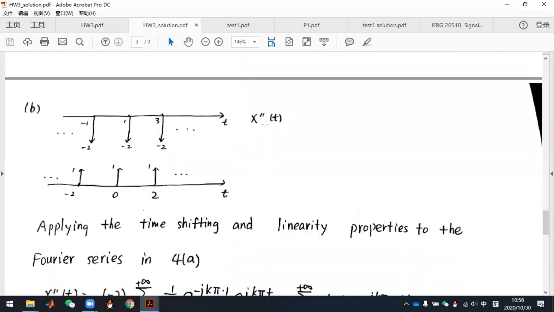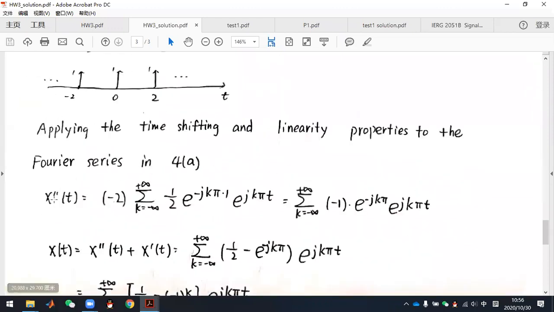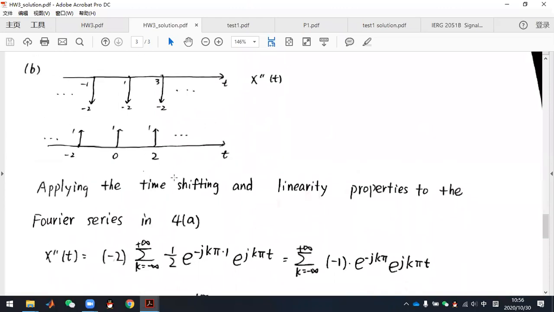So we use the property of Fourier series. X double prime of t is the time shift version of the x prime of t. So according to the property of the time shift, the Fourier series coefficient needs to add an exponential minus jk pi t zero here. T zero is the units of time shift, and T0 is equal to one here. And also we need to add a scaling factor minus two in front of the expression, because it all takes the negative value.